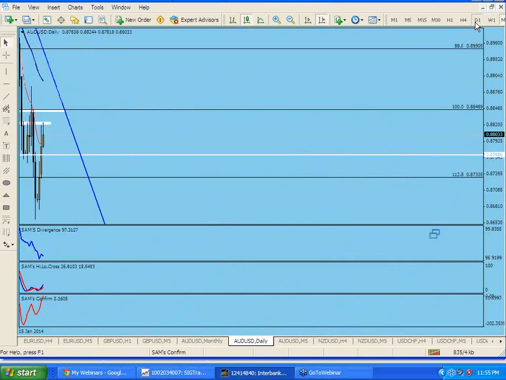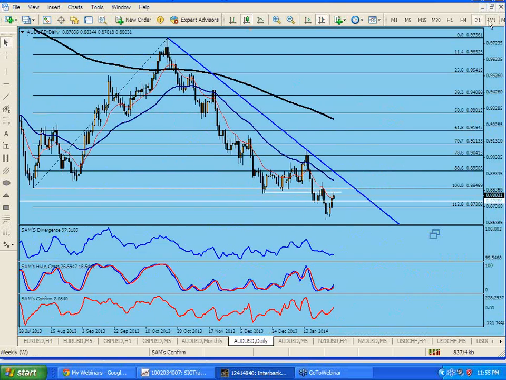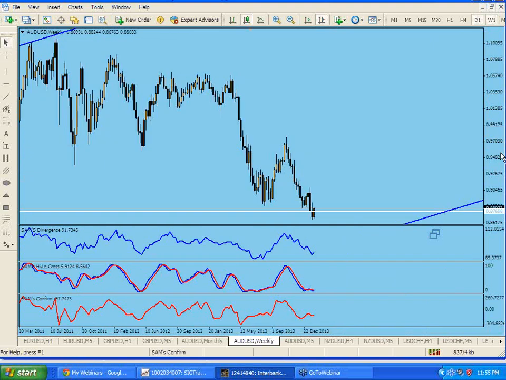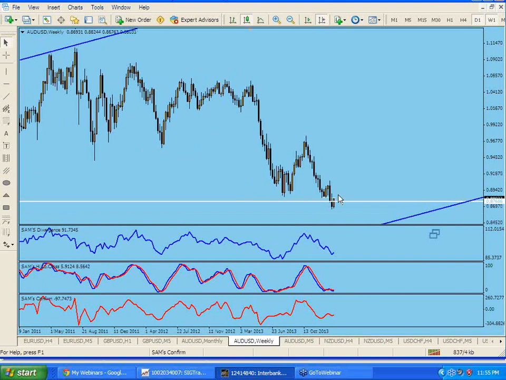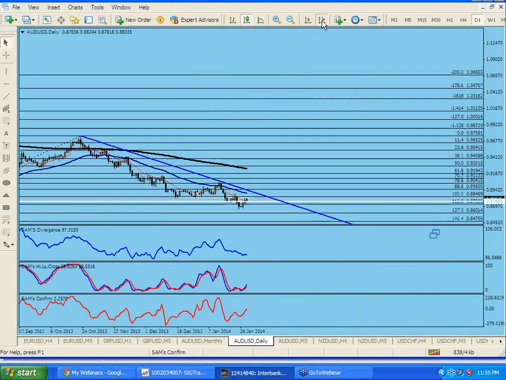Okay, so let's go on a daily. This is how it looks. In fact, let me turn into weekly. Okay, so you will see this is how it is. It's coming down in this fashion, and I don't want to go into Elliott wave right now. But here's the thing.